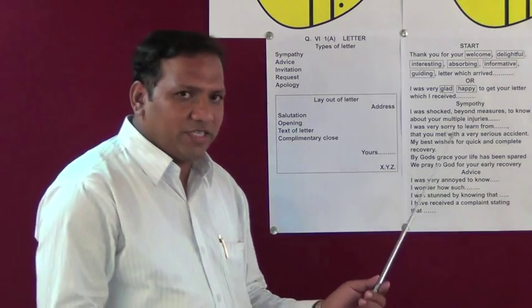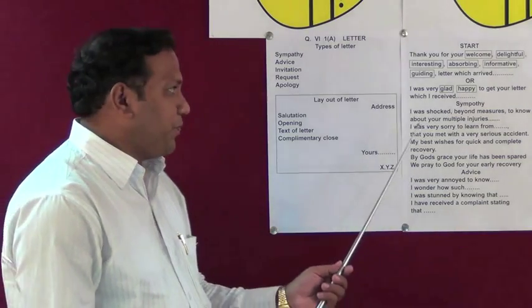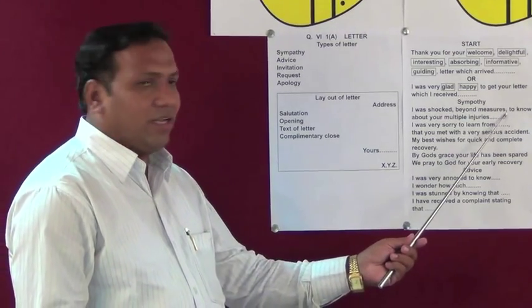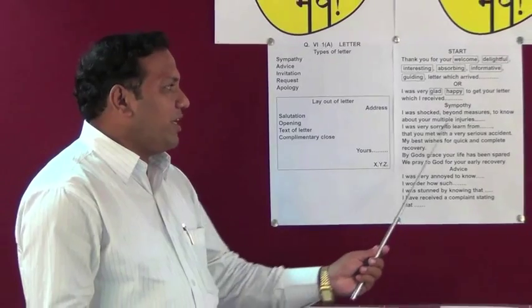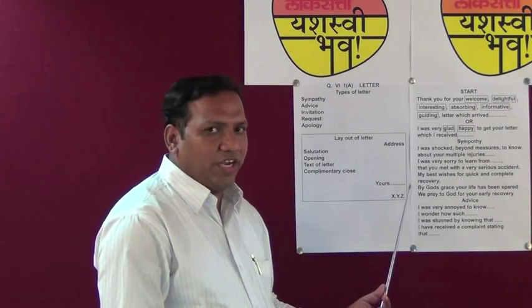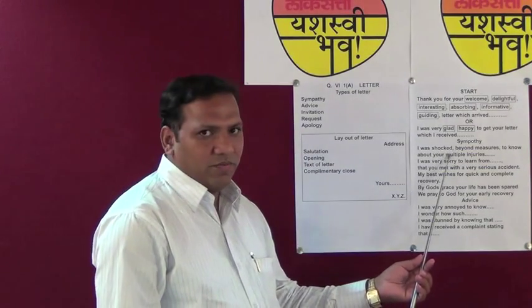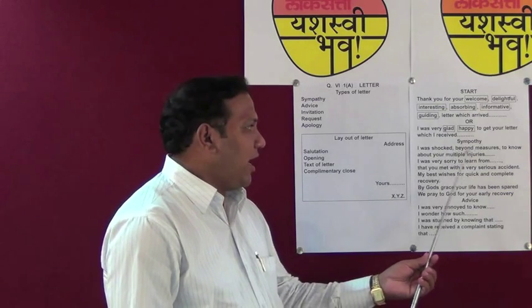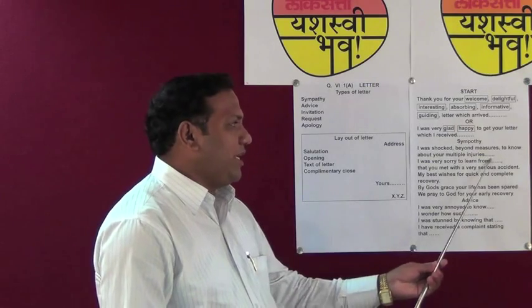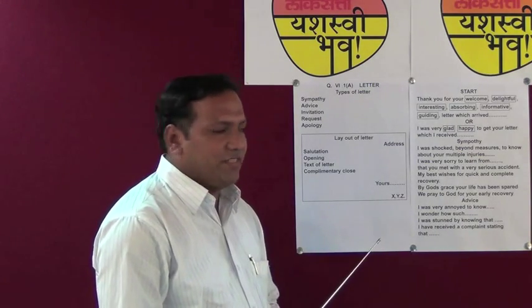Now let us try to understand how to start a sympathy letter. I was shocked, comma, beyond measure, again comma, to know about your multiple injuries. This key sentence is useful for the friend who had an accident. If he had an accident, then you may begin your letter like this: I was shocked, means I became very much shocked, and that shock cannot be counted, beyond measure, to know about your multiple injuries. This is one way of writing a sympathy letter.